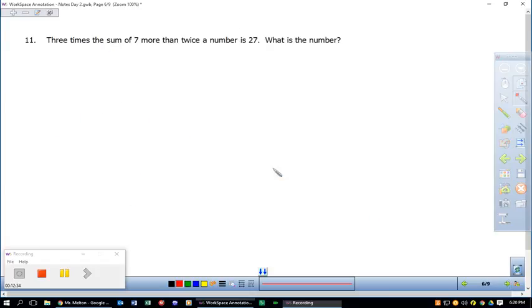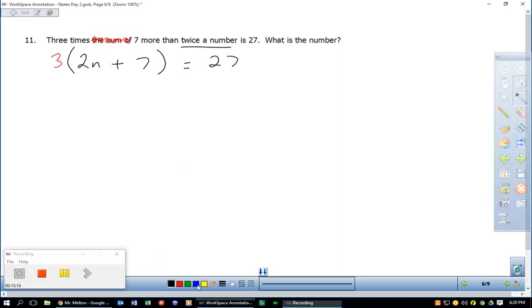Number 11. 3 times the sum of 7 more than twice a number is worded very poorly. 3 times the sum, how about this? 3 times 7 more than twice a number. Okay, so scratch the sum of out there. So 3 times something is 27. And it's going to be this part right here. 7 more than twice a number. So more than means adding, so add 7. And then twice our number, that's going to be 2n. I'm going to go with n still.